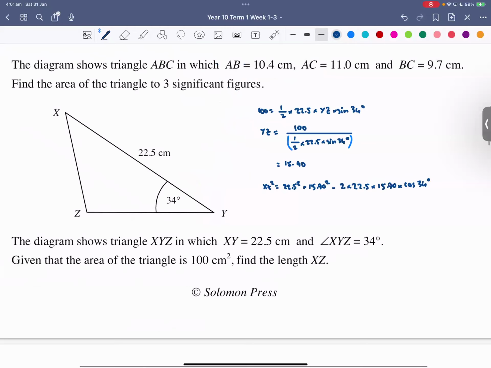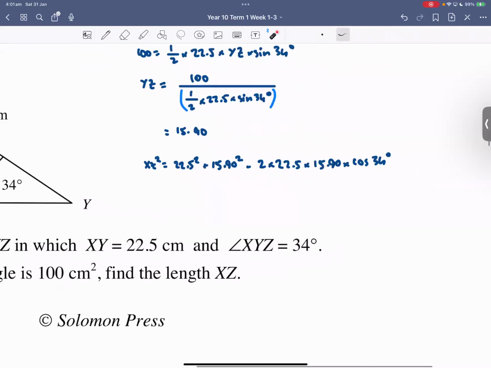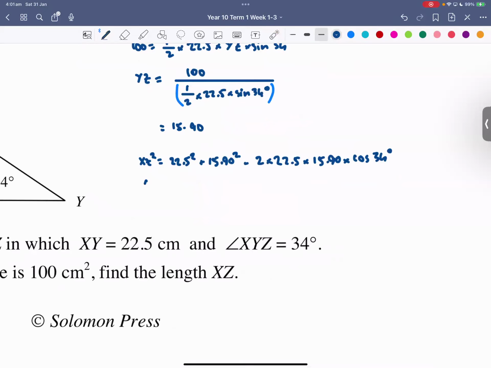So I'm using the cosine rule. XZ squared is 22.5 squared plus Ans squared minus 2 times 22.5 times Ans times cos 34. Don't forget to square root. What do I get? XZ is? Come on, I'm one minute over. How much is XZ? Come on, guys, almost. I'm already into science time. XZ is?